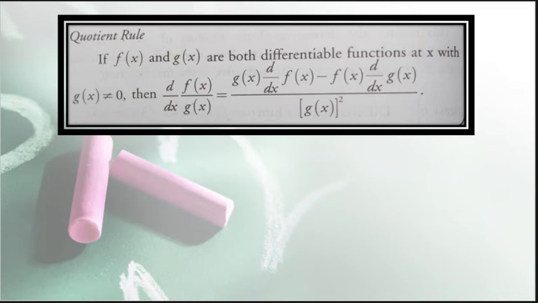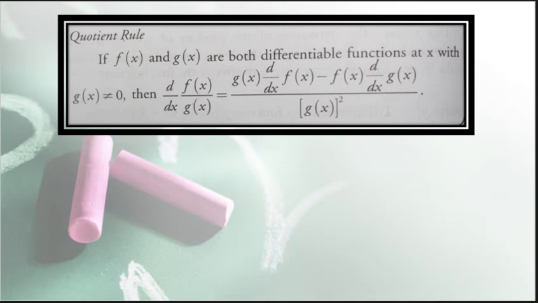Of course, kung meron tayong sum and difference, meron tayong product rule, hindi mawawala yung tinatawag na quotient rule. So, the operation involved here is division. According to the quotient rule, if f of x and g of x are both differentiable functions at x, with g of x should not be equal to 0. Kasi kung yung g of x mo ay 0, then it is now undefined, right?